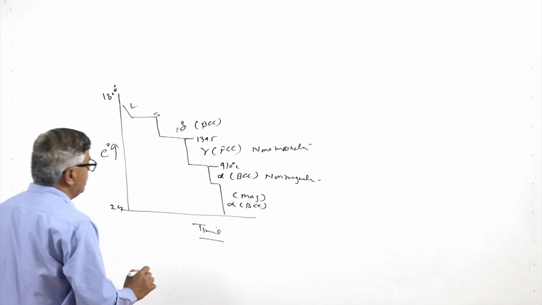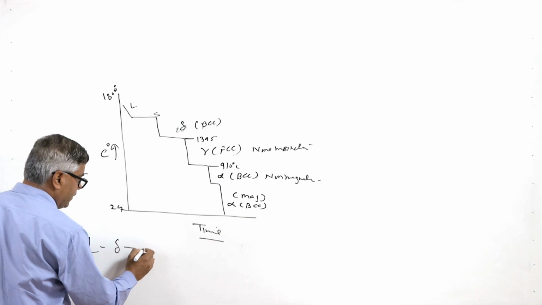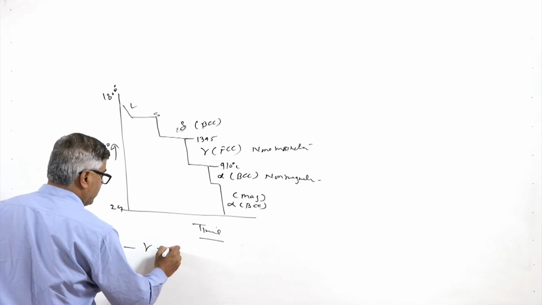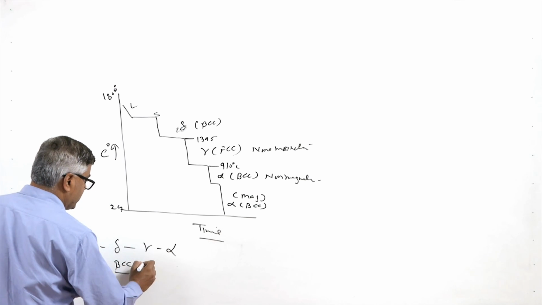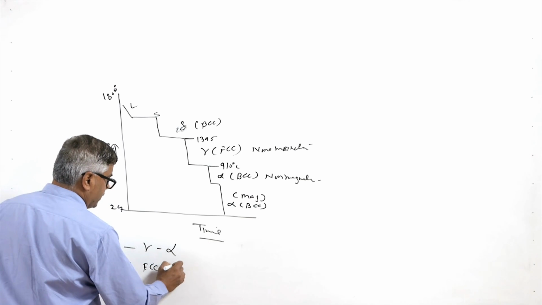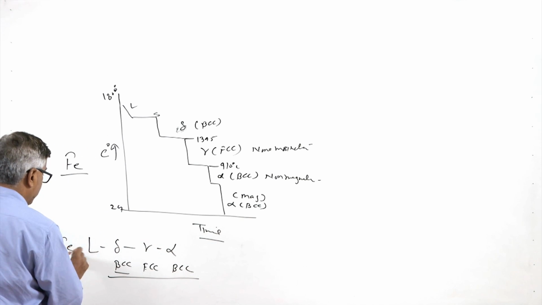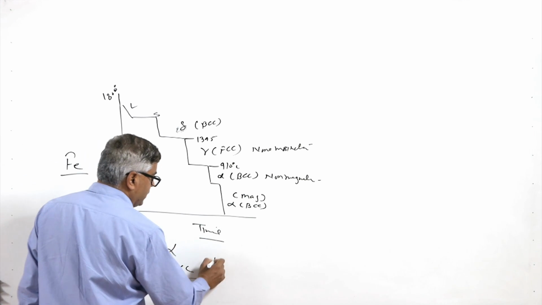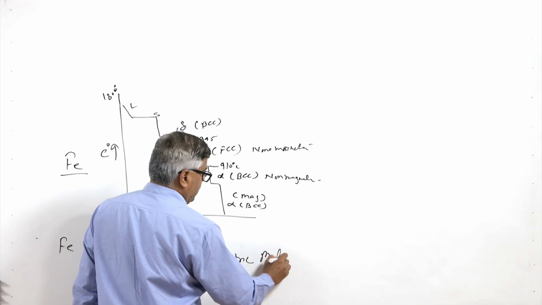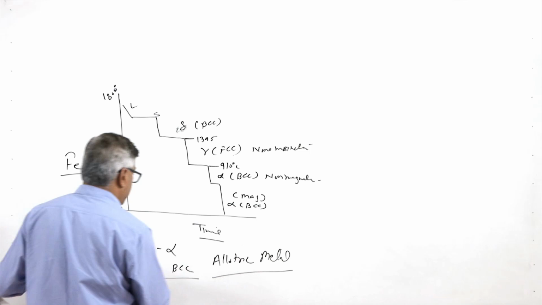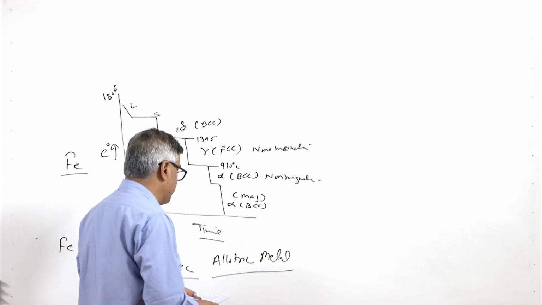So if we see on cooling from the liquid state, it forms first delta, then gamma, and then alpha. So first BCC, then FCC, and then again BCC. So there is a continuous change in the structure of the iron. Because of this change in structure, it is called an allotropic metal, wherein a change in temperature results in a change in the phases which will be formed.